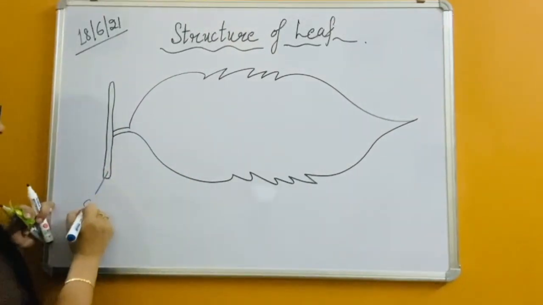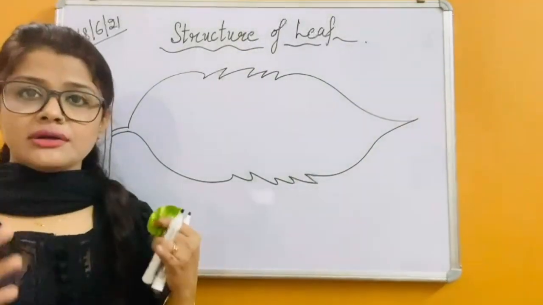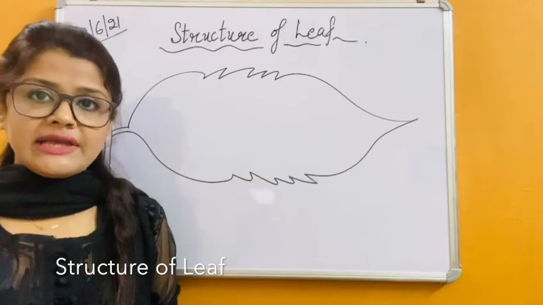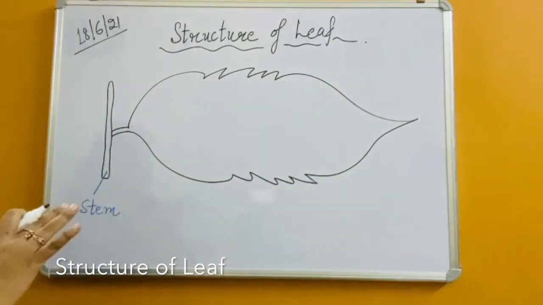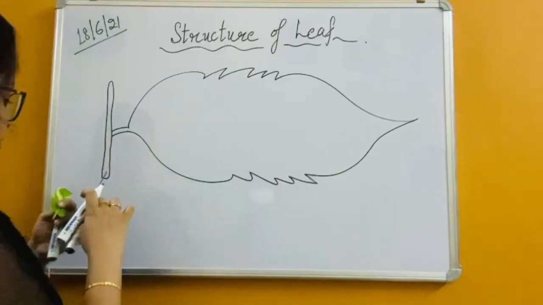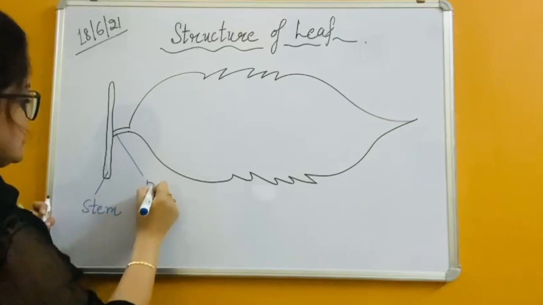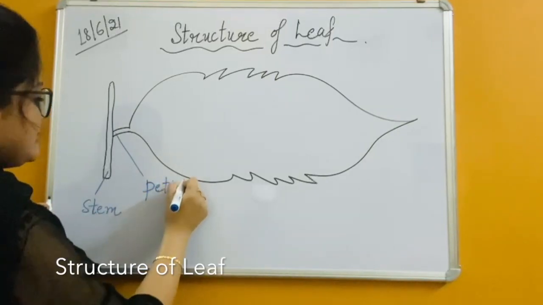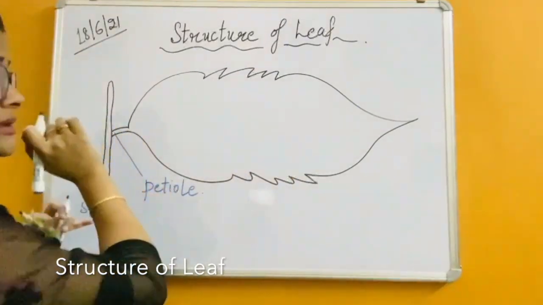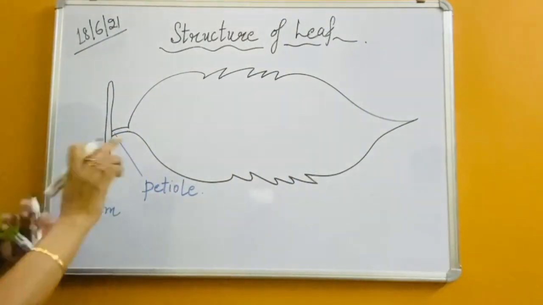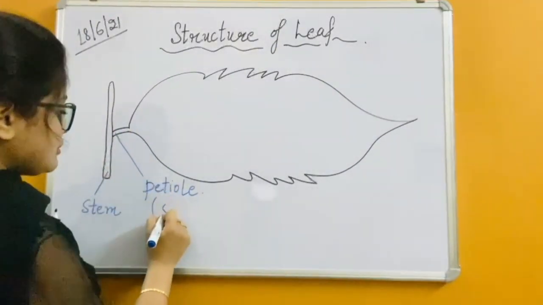So this is the stem. Stem is the part of the plant which bears the fruits, flowers and leaves. Its function is to keep the plant upright. This part is known as petiole. This petiole links the leaf with the stem. The leaf is attached to the stem by a narrow short stalk known as petiole.